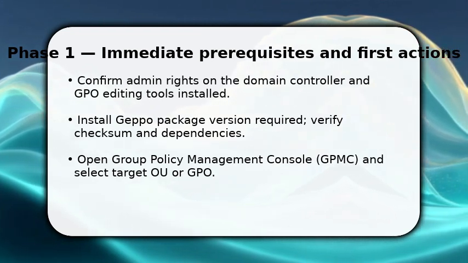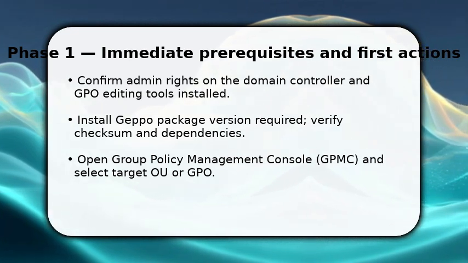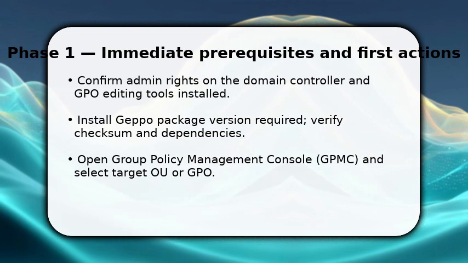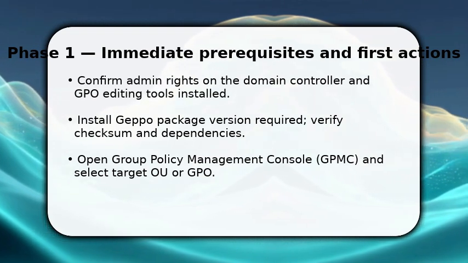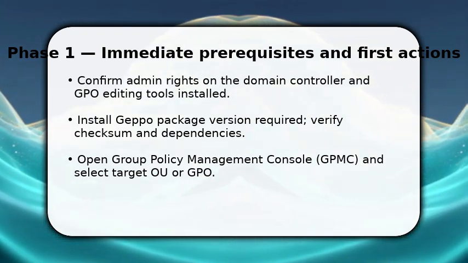This is the first actionable sequence. Install, verify, open. Make sure to keep a restore point or backup of the GPO before you change settings. This prevents rollback headaches. You now configure Geppo inside the GPO.